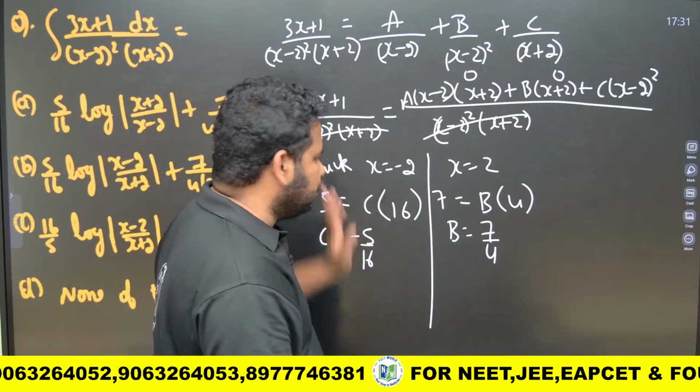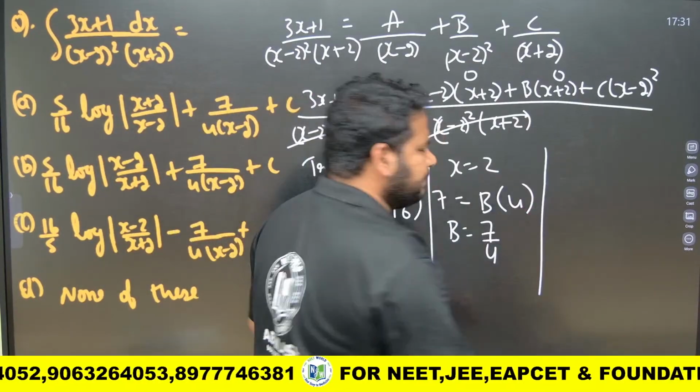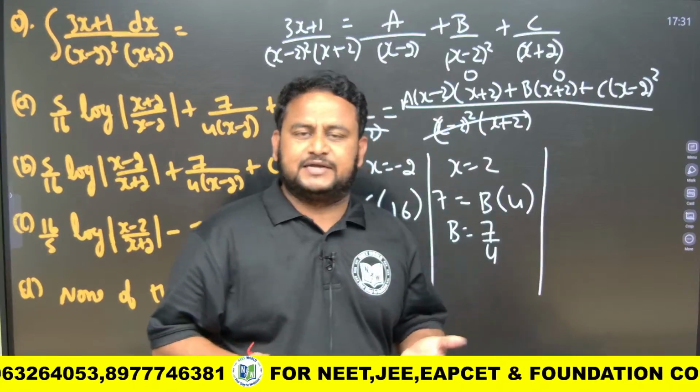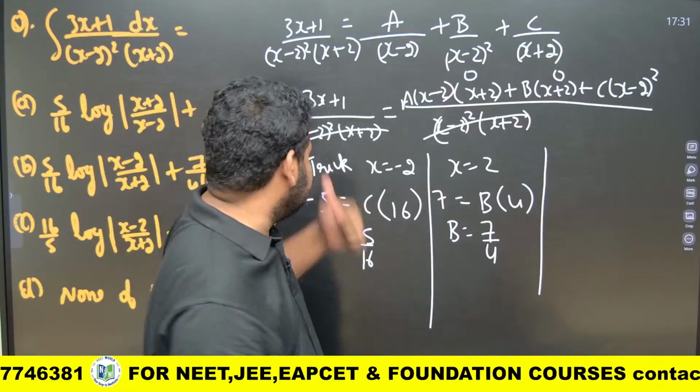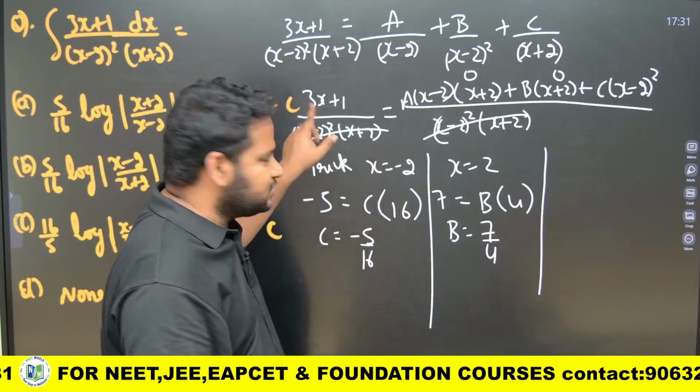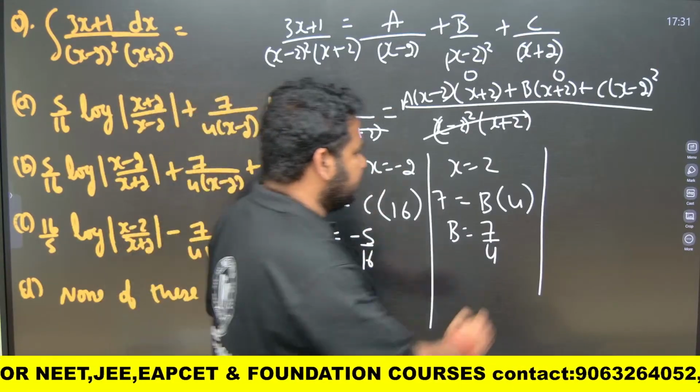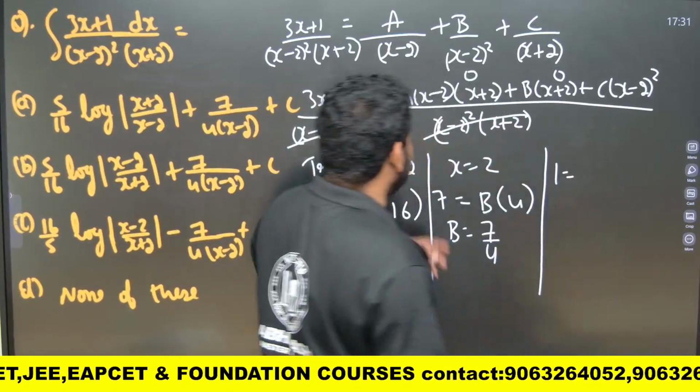Alright, now I want to find a. To find a, let me put any value for x. Instead of putting some random value, let me put an easy value. Let me put x equal to 0. If I put x equal to 0, 3 into 0 is 0, plus 1. So I will have 1 equal to what? a into 0.